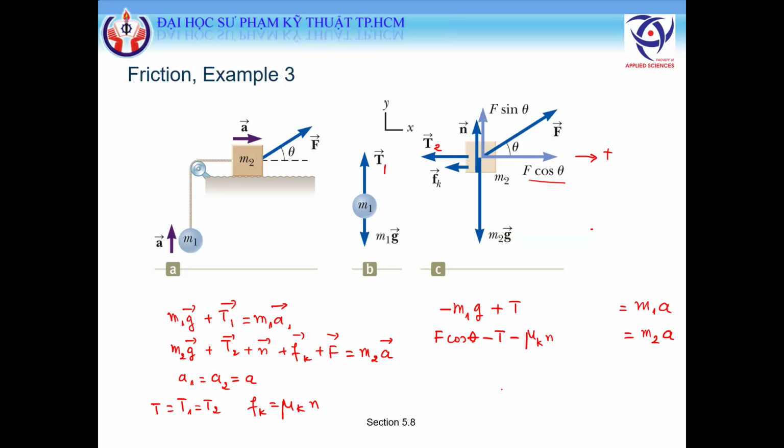For this direction, let's say this one is positive, so you have F sine theta plus N equal to minus M2 g equal to 0, right? So from the equation here, you can get N will be equal to M2 g minus F sine theta, right? Then you later will substitute N into this equation.